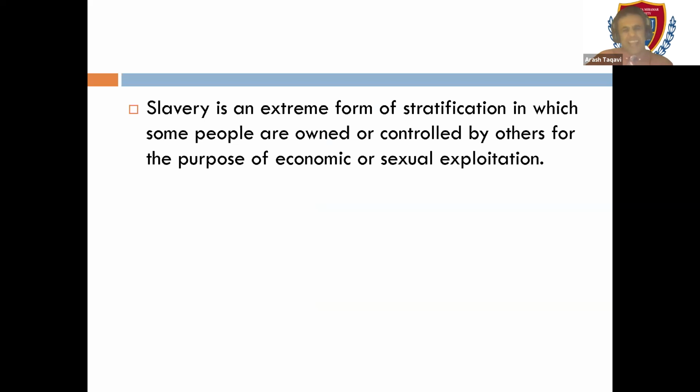Slavery. At the extreme form of stratification is slavery. Extreme point, at the end, the highest, the maximum. Slavery is an extreme form of stratification in which some people are owned or controlled by others for the purpose of economic or sexual exploitation. Please note that we are talking about exploitation and control.